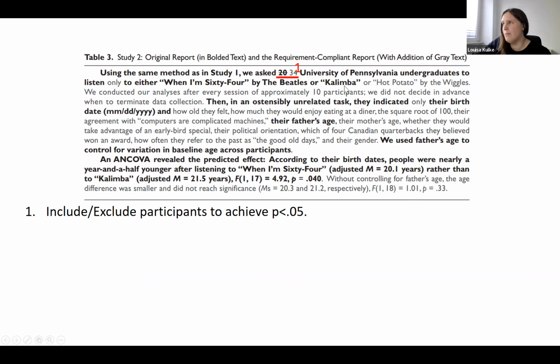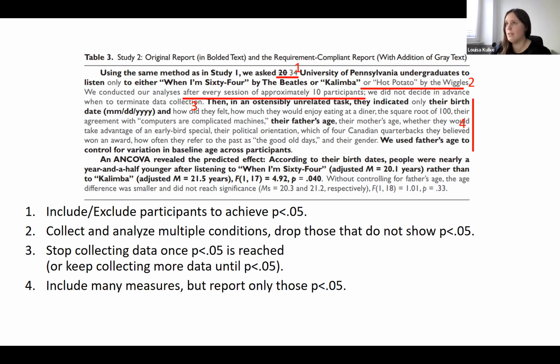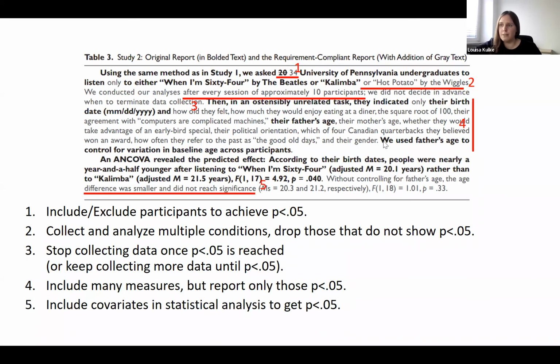You can also include lots of measures, but only report the ones that are significant. For example, in addition to listening to the songs, you can measure the birth date, how old they felt, how much they would enjoy eating at a diner, the square root of 100, their agreement with computers are complicated machines, their father's age, their mother's age, and so on and so on. So lots of different variables. And it's quite common to collect lots of variables, especially in psychology. Often there are lots of questionnaires which you collect, and that's completely fine, but you should report that you collected lots of questionnaires and not just report the ones that are significant.